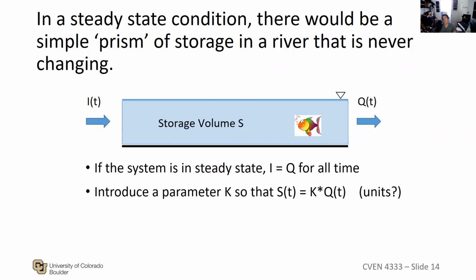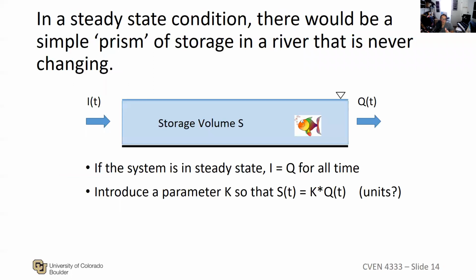So you can then say that the storage is simply a function of either the inflow or the outflow because they're the same. And remember your units. The inflow and outflow are going to be volumes per time, and thus, if you want to have a volume as your storage, then that K parameter is going to have units of time. So volume per time multiplied by time ends up being volume.